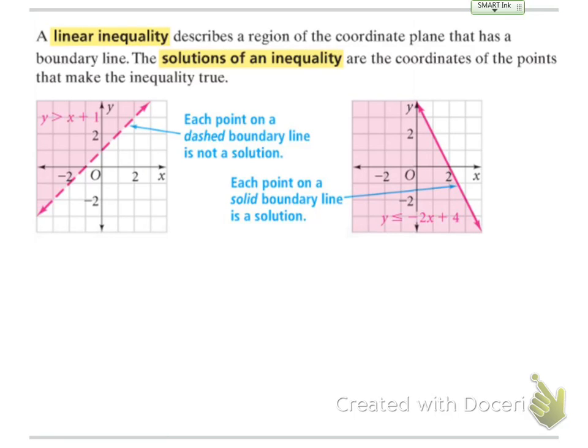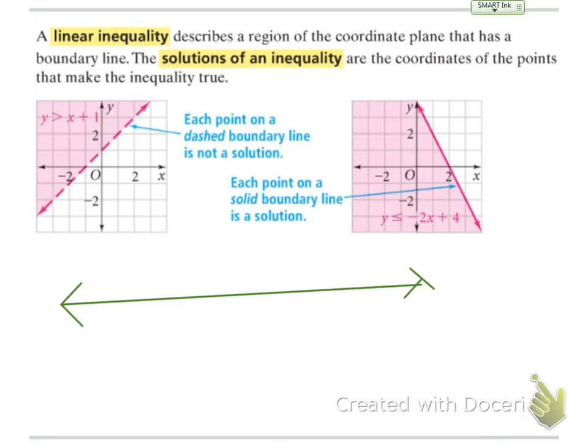So this slide is pretty much just giving you definitions. When it says each point on a dashed boundary line is not a solution, I believe that's showing how it's just the opposite of the solid line. So each point on a solid boundary is a solution. That's correct. Okay. So back in the days when you were doing the number line, right?